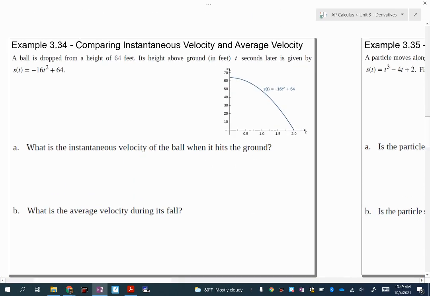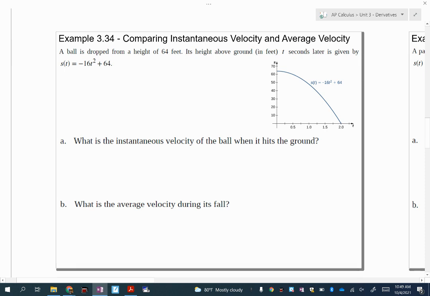Okay, so let's try this one. A ball is dropped from a height of 64 feet. Its height above the ground in feet t seconds later is given by this position function, s of t equals negative 16t squared plus 64. They've even graphed it for us. What is the instantaneous velocity of the ball when it hits the ground? The instantaneous velocity when it hits the ground would be focused on at 2 seconds.